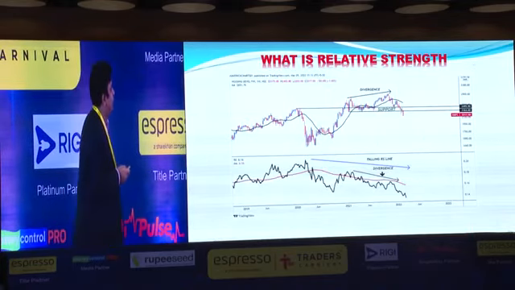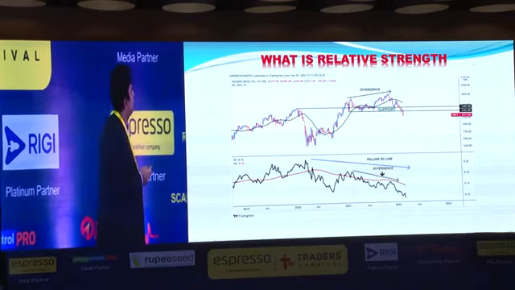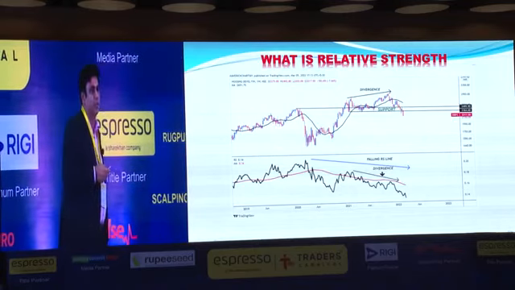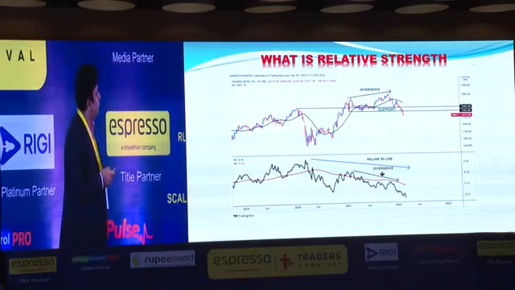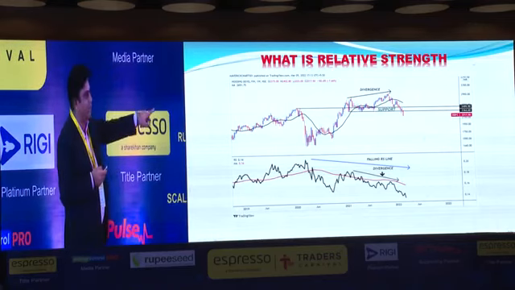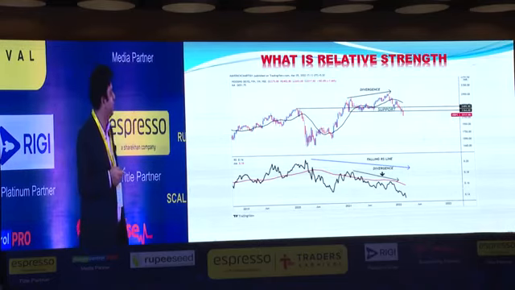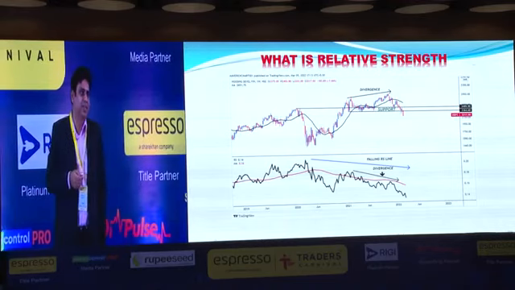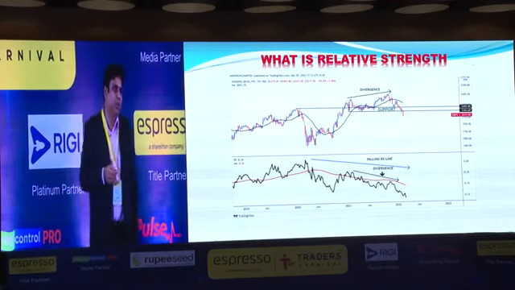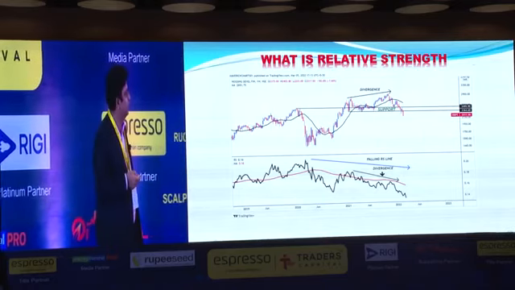This is the weekly chart of HDFC Limited. Again, price made a new high, but my RS is not making a new high. Price made a new high and RS is not making a new high, and at the same time we have a falling RS line. So what is it implying? It is telling me that I am grossly underperforming the markets, point number one.